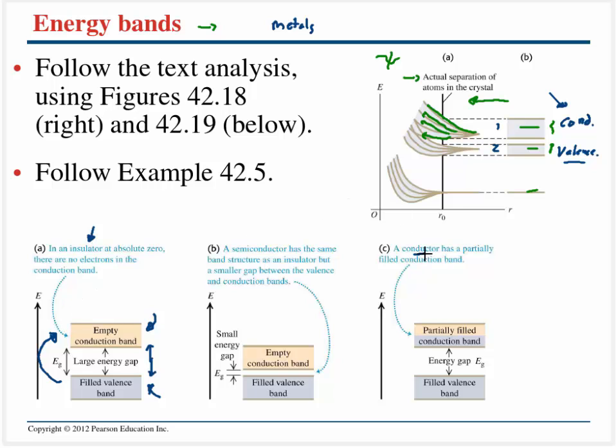Now we know that conductors have free electrons, and those free electrons actually live in a partially filled conduction band, and we're going to have the same valence band that we had earlier.